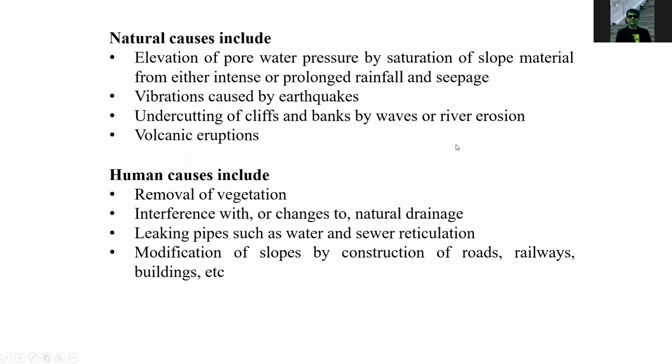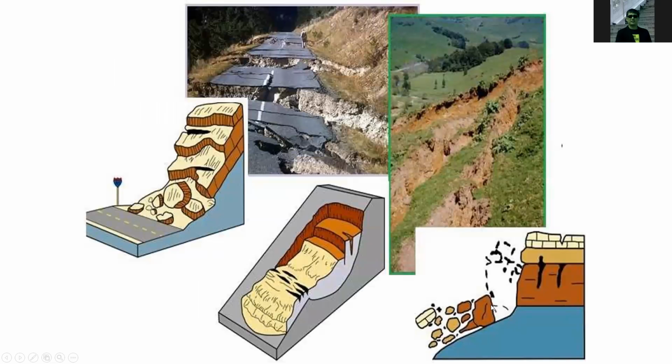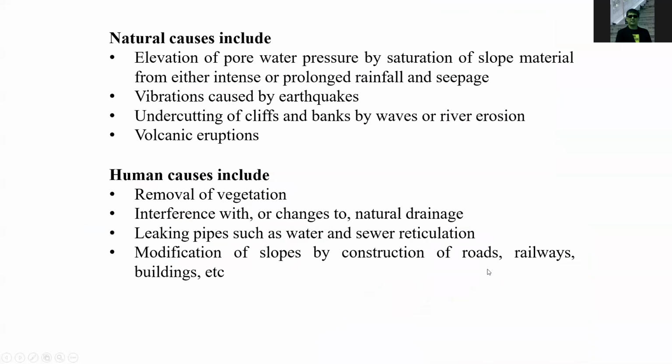So natural causes include the elevation of pore waters by saturation of sloping material, and vibration caused by earthquake. So earthquake can also cause landslide, as can volcanic eruption and undercutting of cliffs and banks by waves or river erosion. So water can also cause the erosion of soil, like in this case. If there is water below, it may create an underground excavation at this area that may loosen and then fall down.